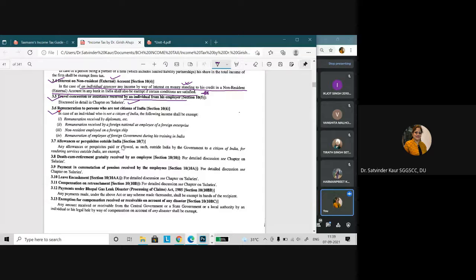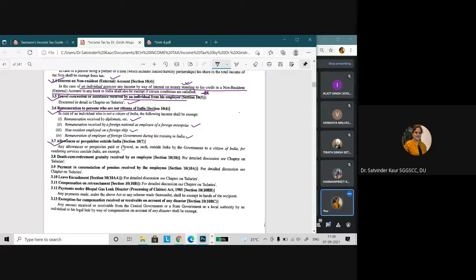Remuneration to persons who are not Indian citizens. In that case, if there are diplomats, foreign employees of a foreign enterprise, non-residents, or remuneration of an employee of a foreign government during his training in India, all these remunerations would be exempt from tax.